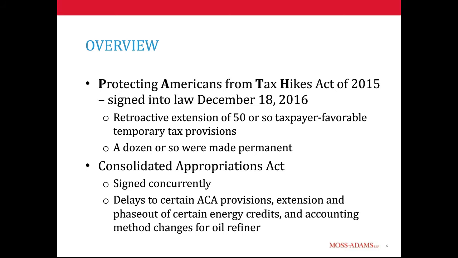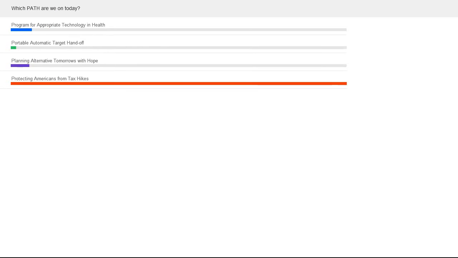Which brings us to our first polling question. Which path are we on today? Is it Program for Appropriate Technology in Health, Portable Automatic Target Handoff, Planning Alternative Tomorrows with Hope, or Protecting Americans from Tax Hikes? Which indicates that even accountants can find the acronym page. So lock in your answers now. I'll give you about 20 more seconds to do that. So it looks like some of us are having fun with acronyms as well. The answer, of course, is Protecting Americans from Tax Hikes.